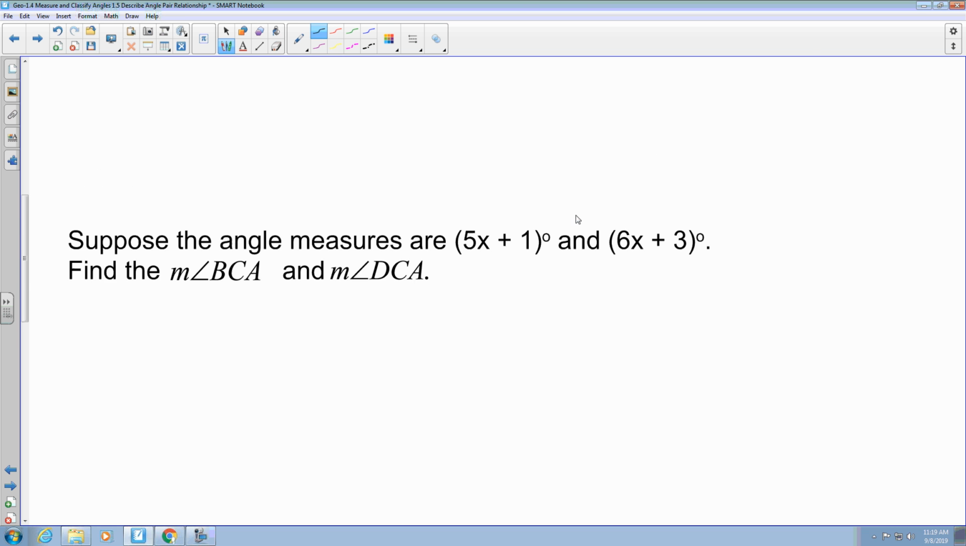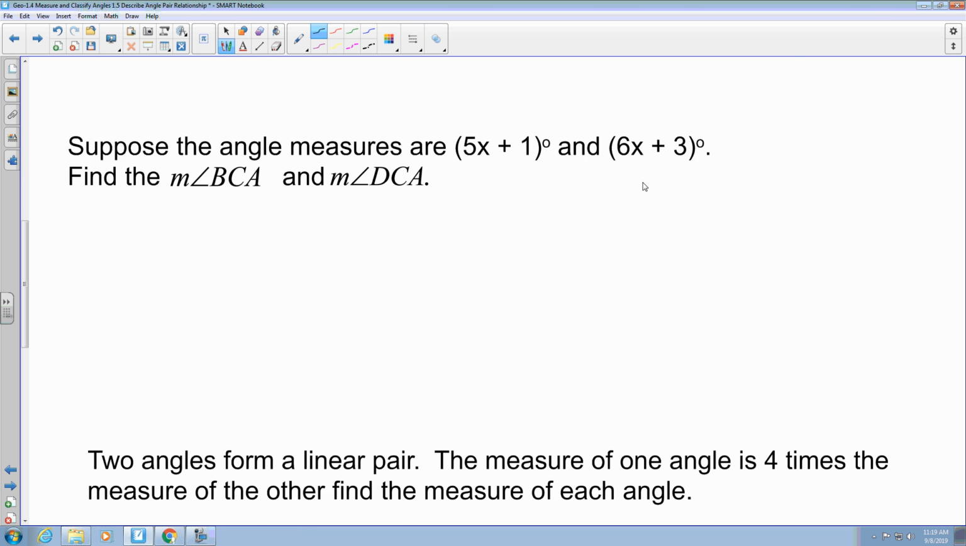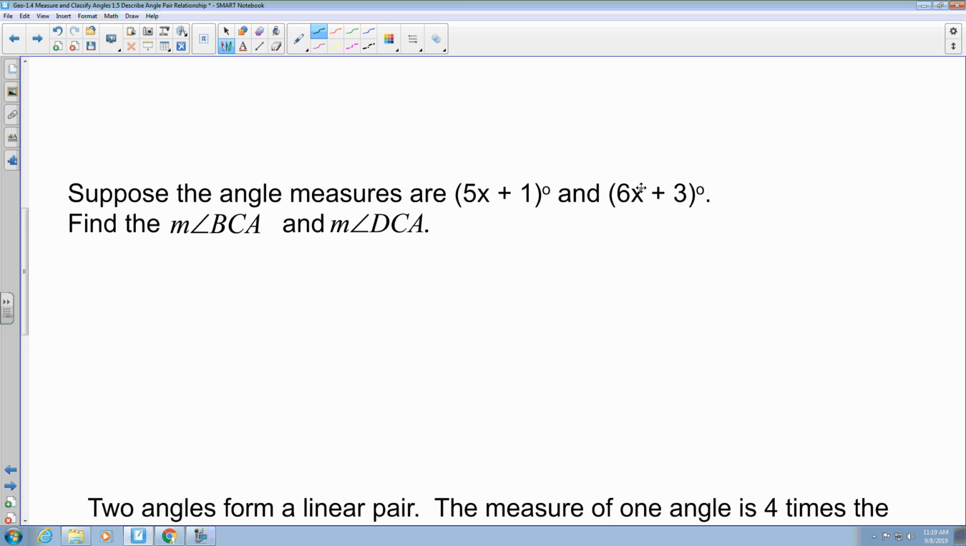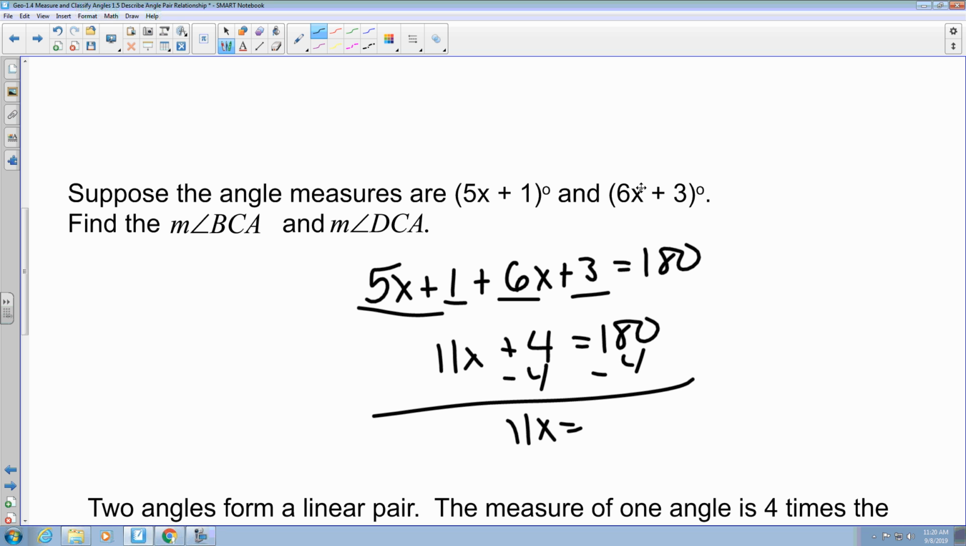So I'm guessing it's the same diagram. So same idea. They were supplementary angles, so you got 5x plus 1 plus 6x plus 3, and that's going to equal 180. Like terms here and here, so now I got 11x plus like terms here and here. I got 4, and that equals 180. Subtract by 4, I got 11x equals 176.